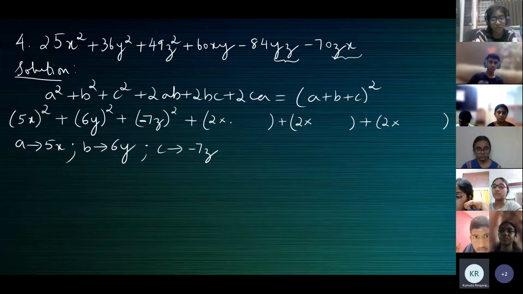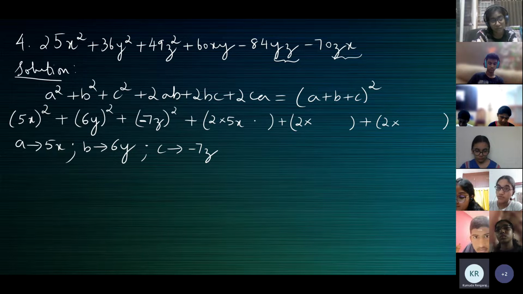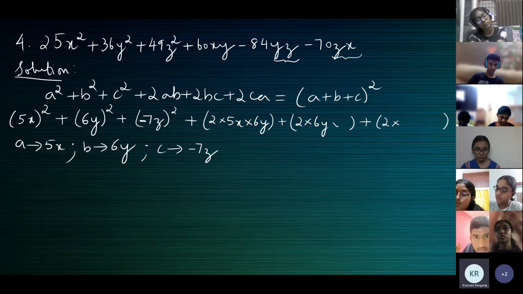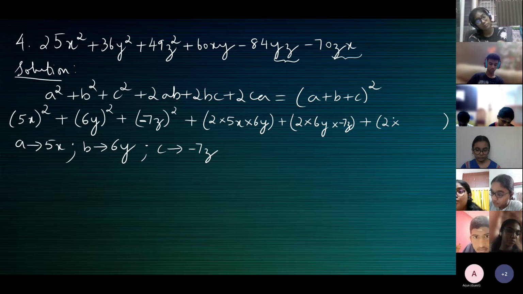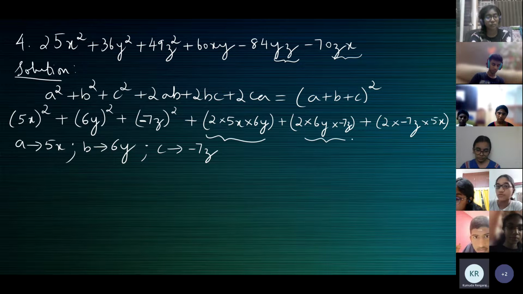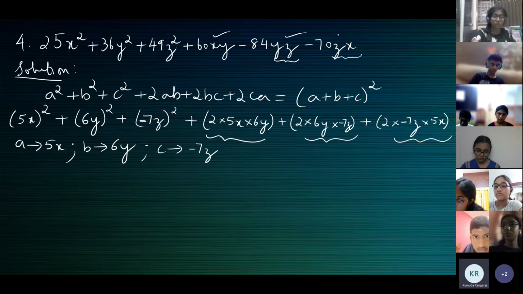What should I write here? 2 into a into b. What is a? 5x. See, I'm using the identity. I have to write 2ab. 2 into a is 5x, into b is 6y. Then I must write 2bc. 2 into b, 6y, into c, minus 7z. Then I must write 2ca. 2 into c, minus 7z, and a, 5x. Now multiply these, and you will get these terms.